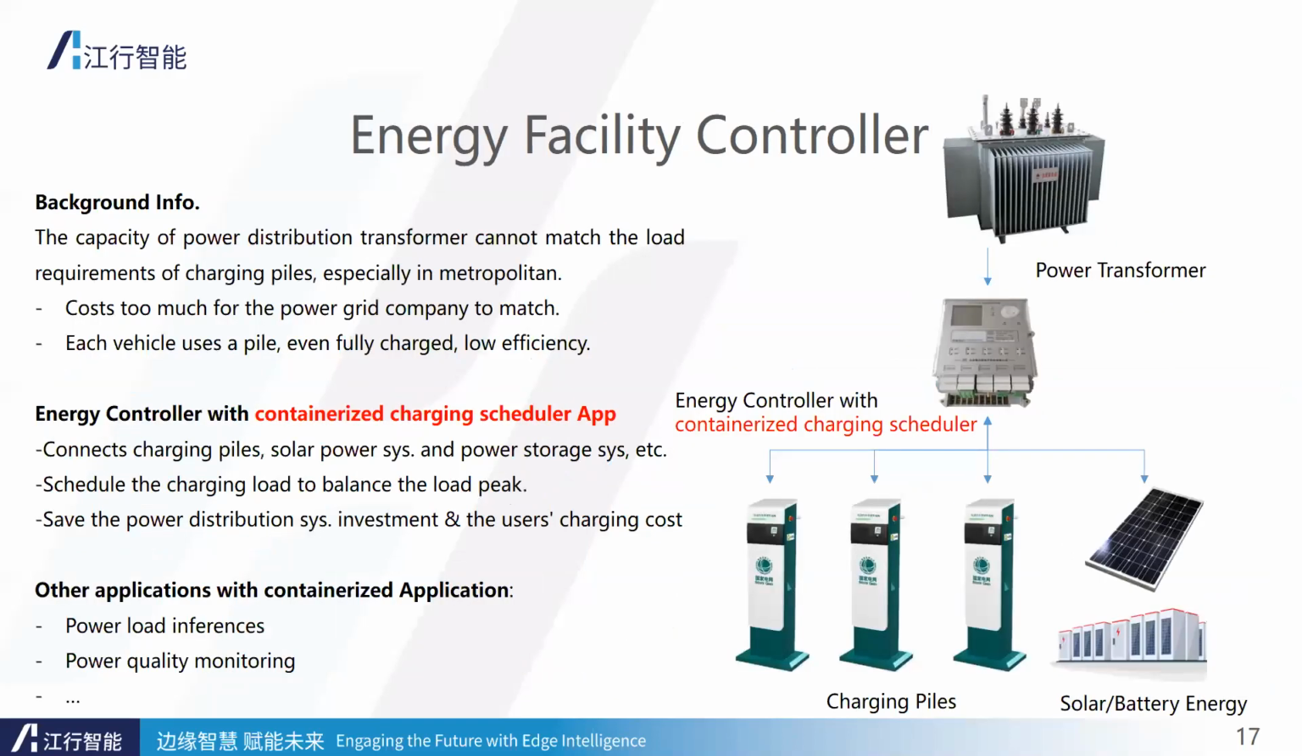The second typical solution is called the energy facility controller. So here, as shown in the red part, the power transformer will transfer the high voltage to low voltage. It also connects different devices. Every device has a power load. If the loads of every device reach the peak value, the power transformer cannot cope with this load.